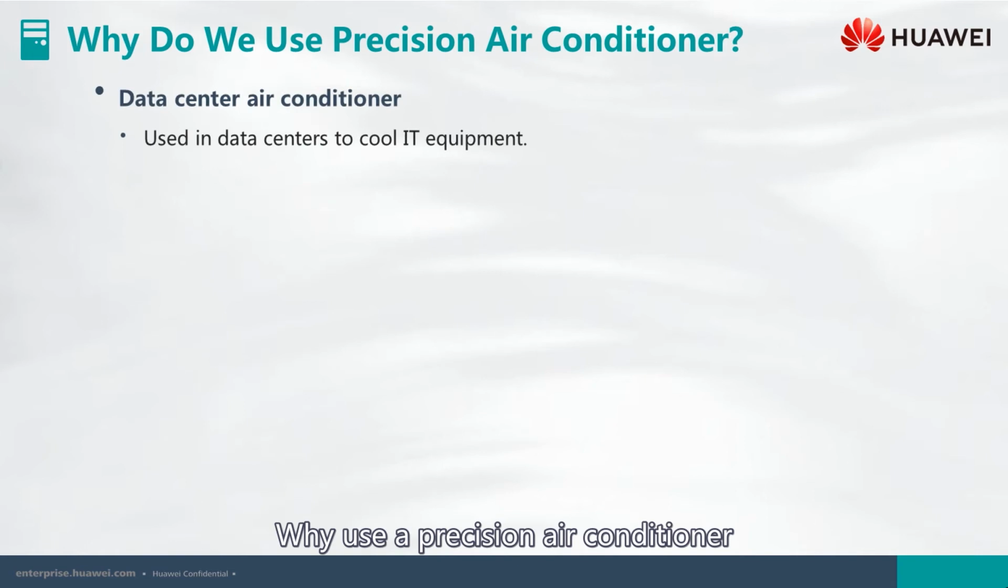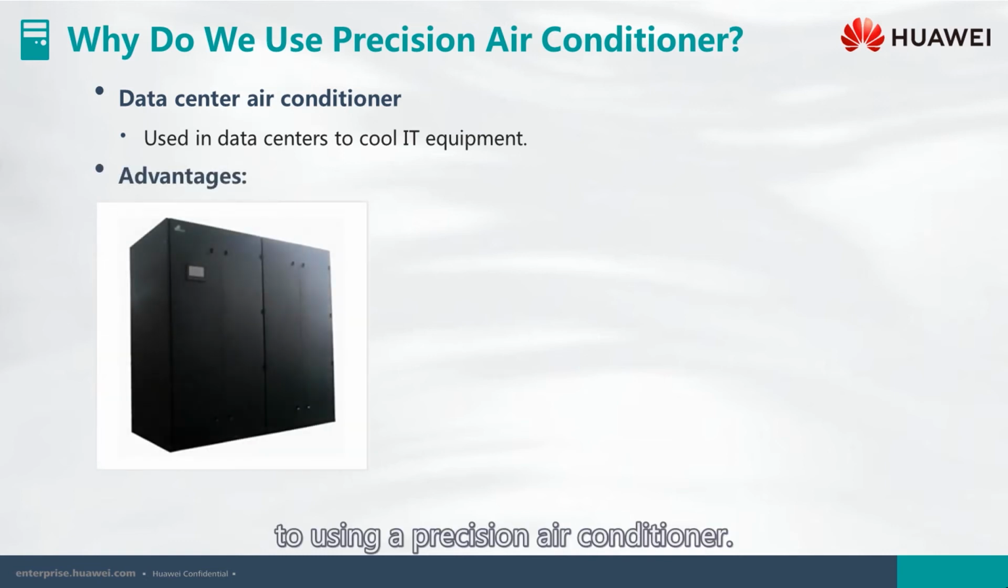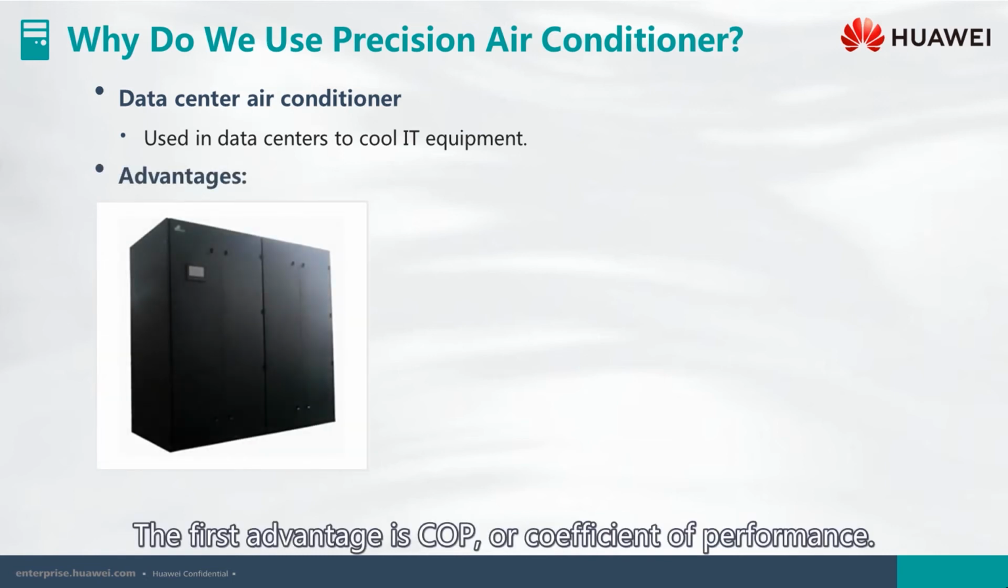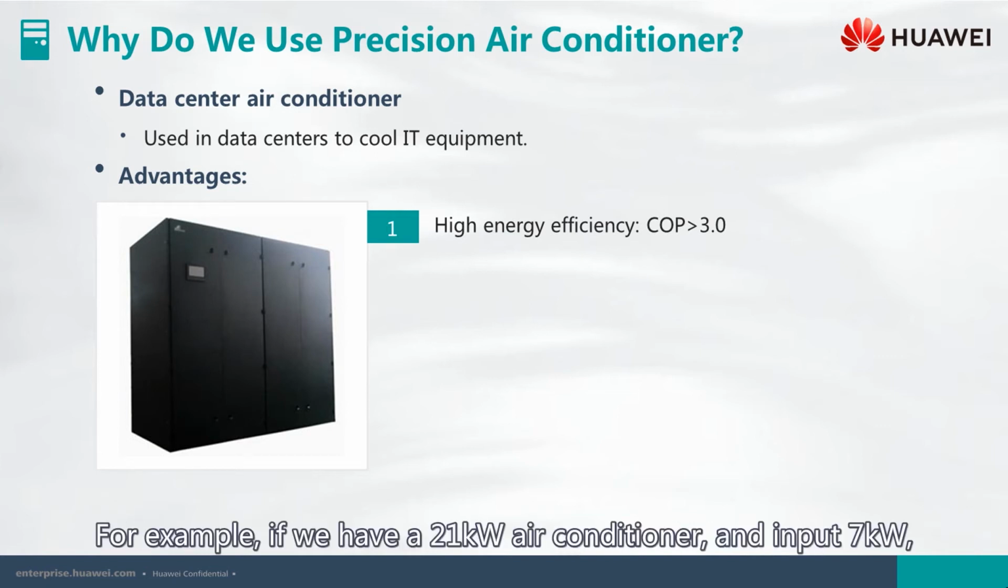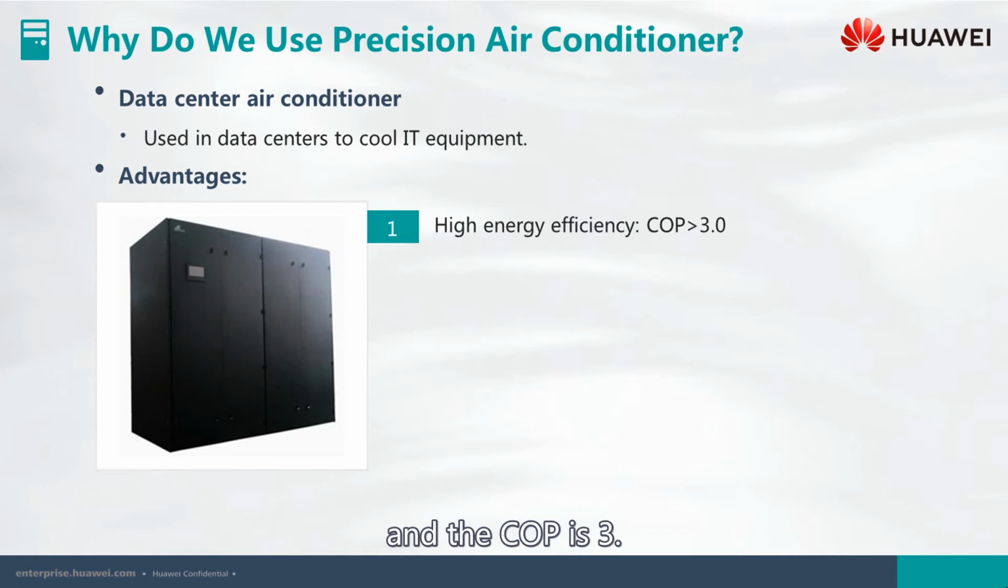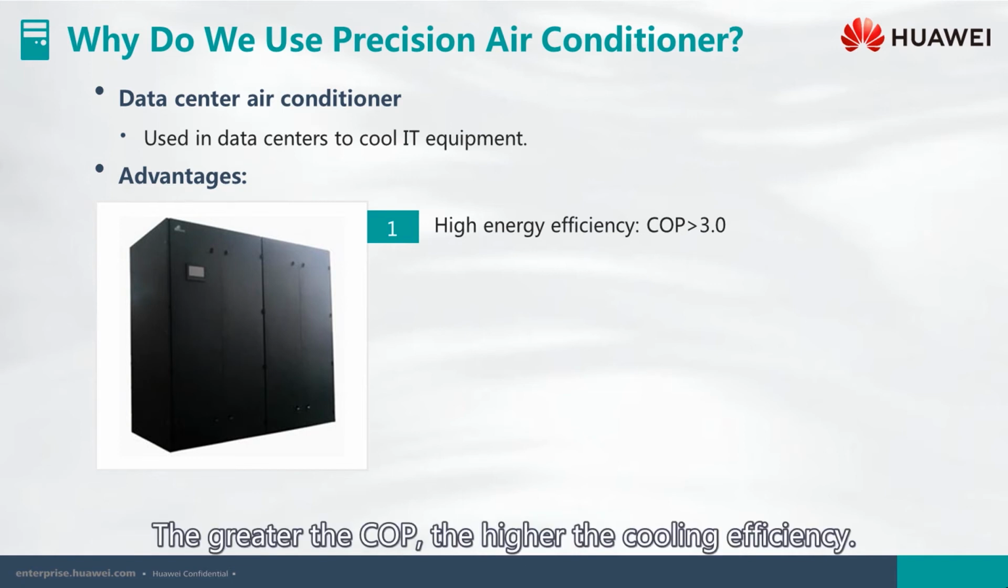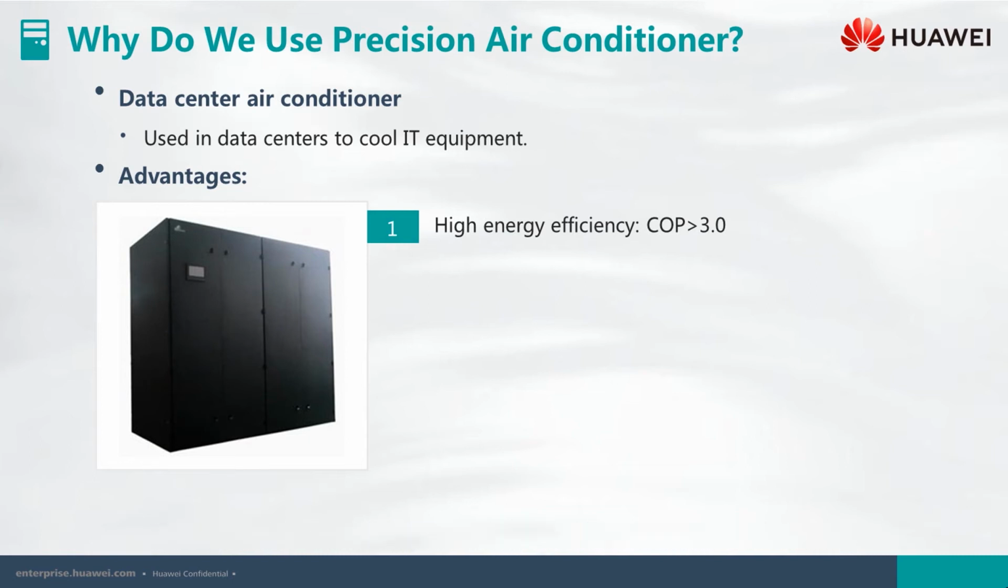Why use a precision air conditioner instead of a comfort air conditioner? There are some distinct advantages to using a precision air conditioner. The first advantage is COP, or Coefficient of Performance. This coefficient is the ratio of cooling capacity to input power. For example, if we have a 21 kilowatt air conditioner and input 7 kilowatts, the COP is 3. The greater the COP, the higher the cooling efficiency. This saves energy and money.